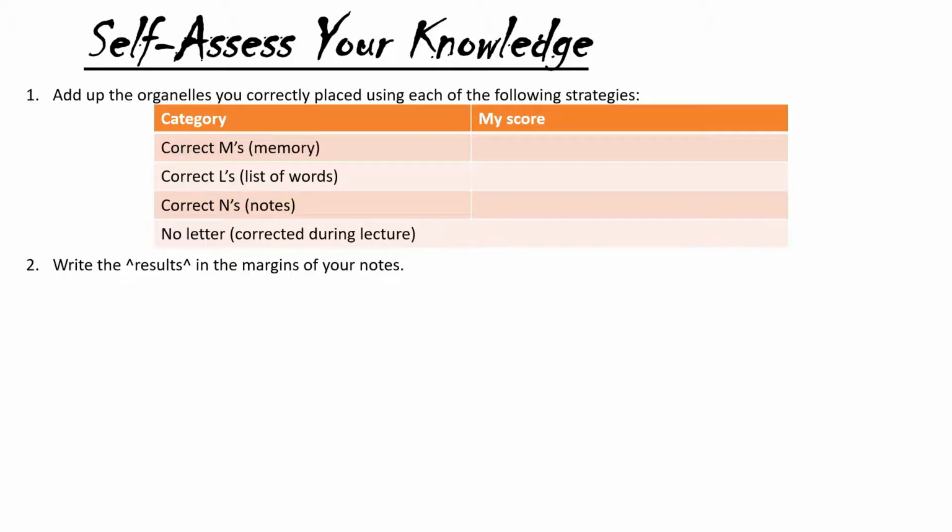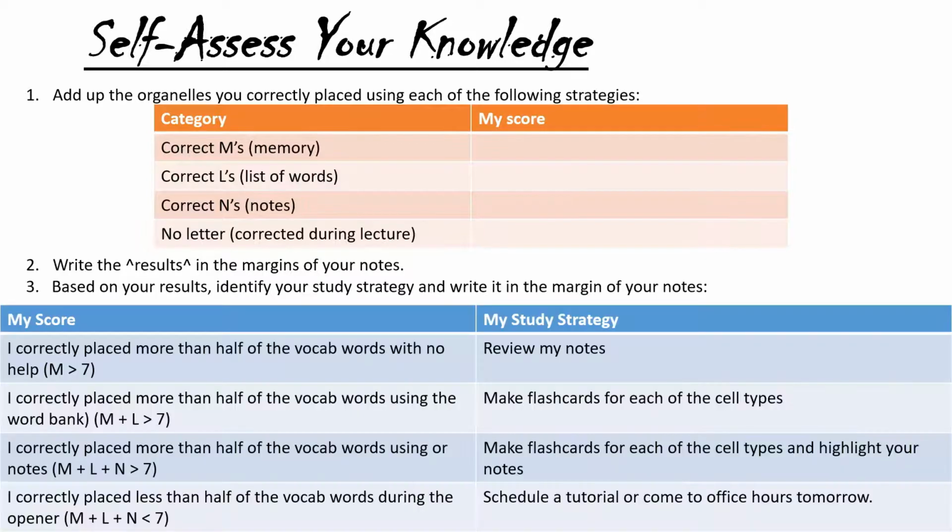You're then going to use those totals to figure out your study strategy for tonight. If you correctly placed more than half of the vocab words with no help, meaning that you had 7 or more M's on your paper, then your study strategy tonight is to review your notes. If you correctly placed more than half of the vocab words using the word bank, that means if the sum of your M's and L's together was more than 7, then you need to make flashcards for each of the cell types.